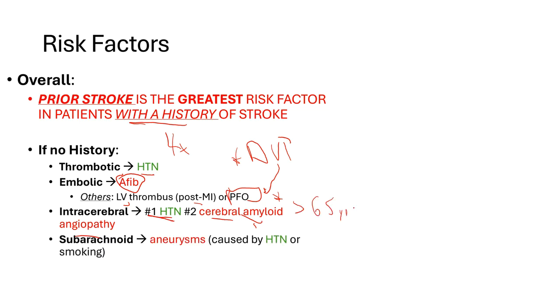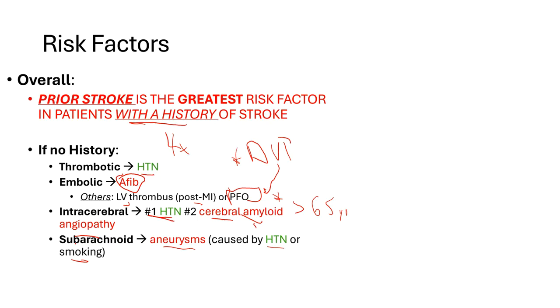For subarachnoid, which has been discussed in another lecture, this is typically associated with aneurysms. A lot of individuals believe that genetic predisposition, such as autosomal dominant polycystic kidney disease, are the greatest risk factors, but actually aneurysms are more commonly produced by high blood pressure as well as smoking.